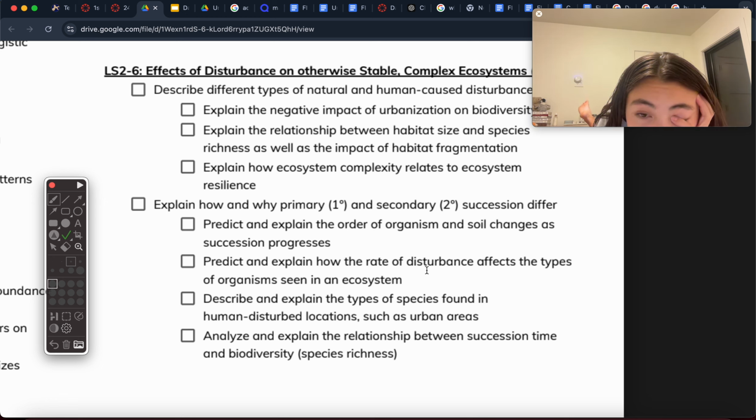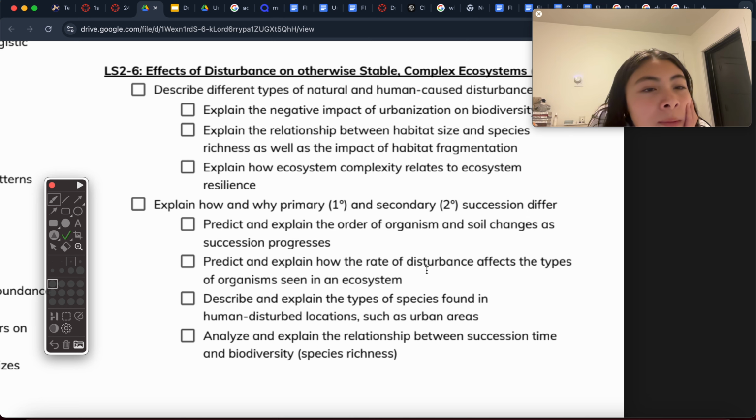And types of organisms seen in an ecosystem. So again, less resources means less carrying capacity, which means less populations, which could also mean less complexity within an ecosystem, which could limit the amount of organisms available in an ecosystem, and maybe even end up completely eliminating.